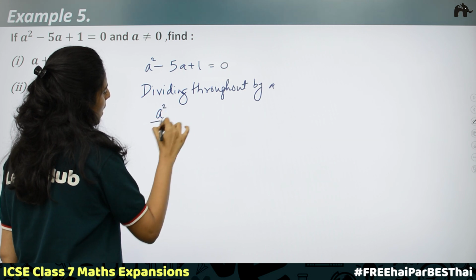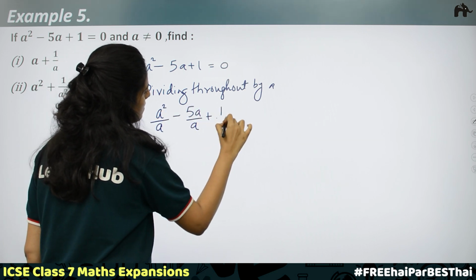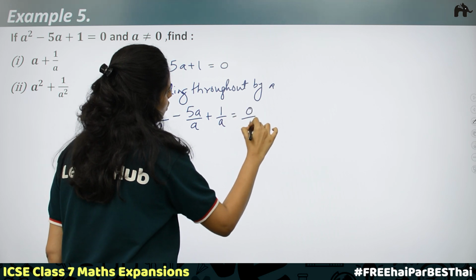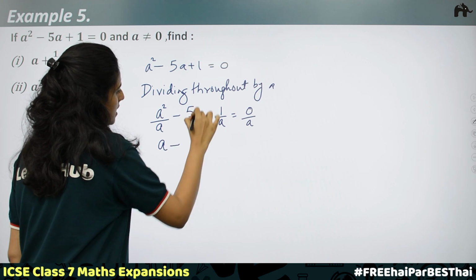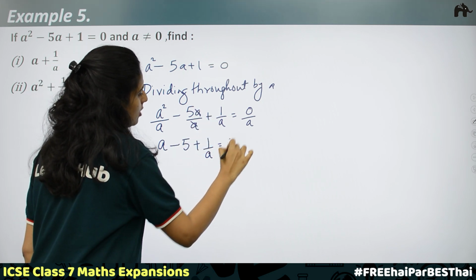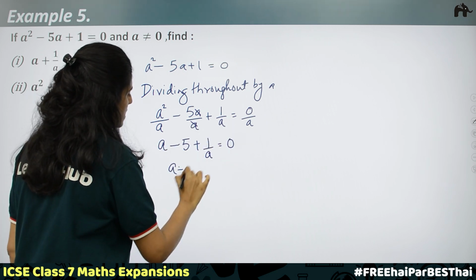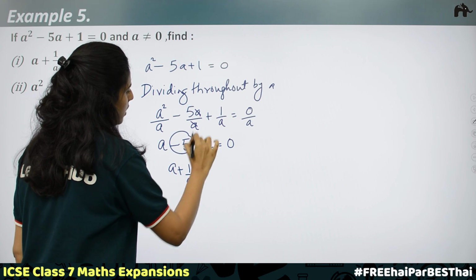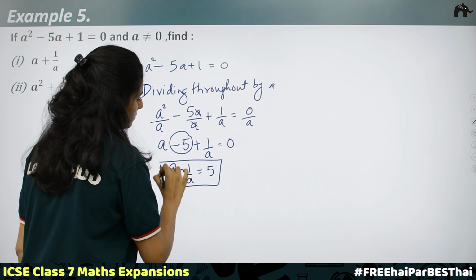A square by a minus 5a by a plus 1 by a is equal to 0 by a. A square by a will be a minus 5, and a gets cancelled, plus 1 by a is equal to 0. 0 by a is going to be equal to 0. So, we got a plus 1 by a. I am taking this minus 5 to the opposite side. So, a plus 1 by a is equal to 5.